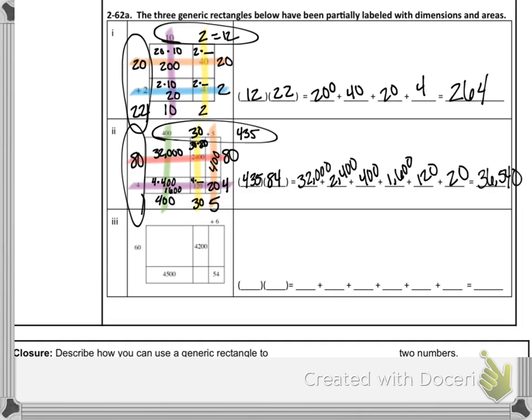Final one. Again, quickly color code, just the same as I did above. Then I'm going to transfer my values. The 6 from the top can be transferred to the bottom, and the 60 on the left-hand side can be transferred to the right-hand side. I'm going to very quickly solve this one because I have both of my factors, or the outside numbers.